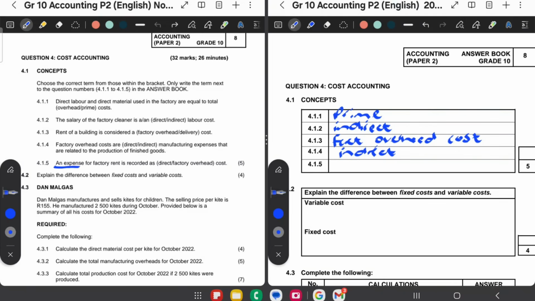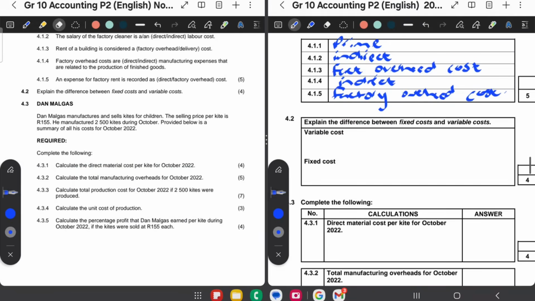And then an expense for factory rent is recorded as direct cost or factory overhead cost. So anything that has to do with the factory is factory overhead cost. So this is also factory overhead cost. Okay, and that is 5 marks. Okay, the next question is a favorite question. It says, explain the difference between fixed cost and variable cost.